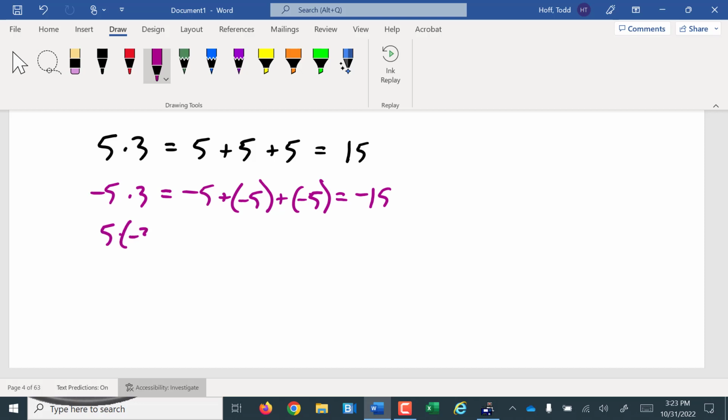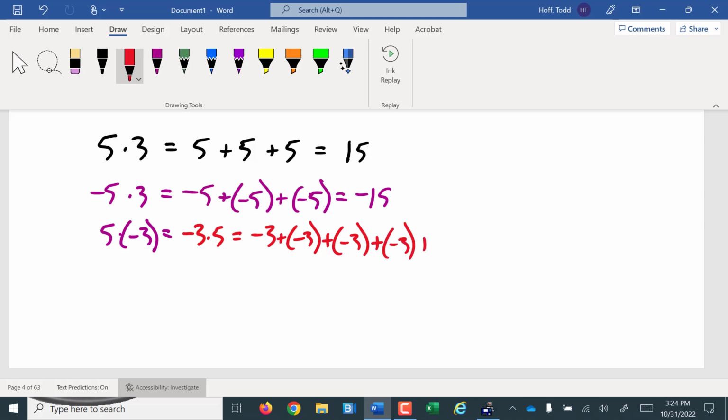But how about 5 times negative 3? We cannot take 5 and add negative 3 of them together, can we? That just does not work. Well, fortunately, we've said that in multiplication, we can switch the order of the numbers. It's what we call commutative. 5 times negative 3 is the same as negative 3 times 5. So now that's just saying, hey, take negative 3 and add 5 of them together. Which is negative 15.